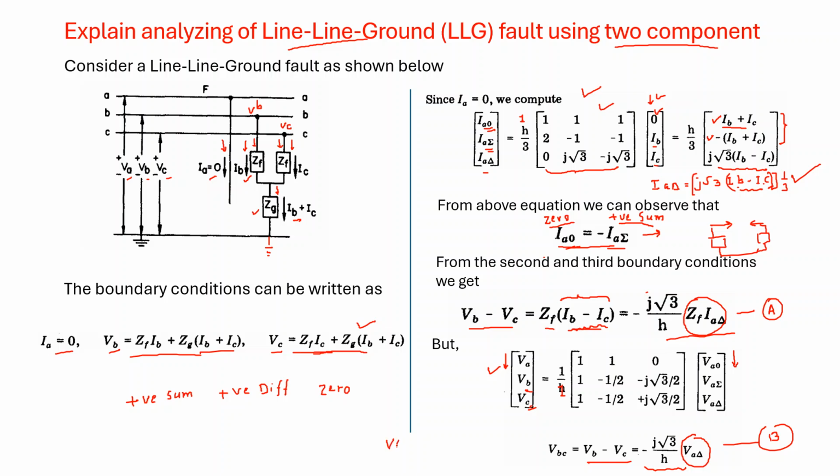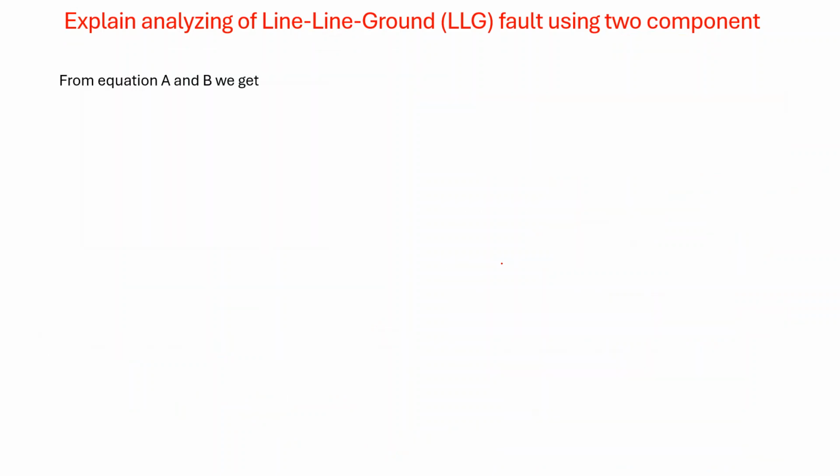So VA delta is equal to ZF into I delta. So this is the equation of the positive difference network. So this is the equation of the positive sequence, positive difference network. Okay, so it means that a positive difference network is existing, and these should be connected in parallel. That is what we have proved here. So this implies this connection.